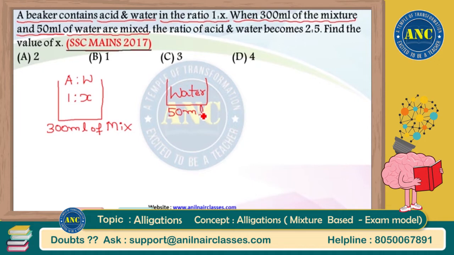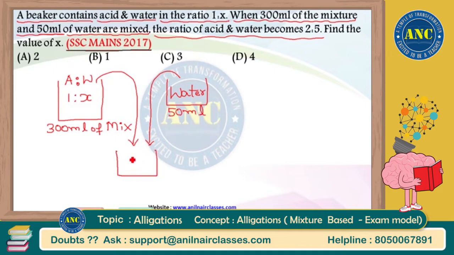The question says, when 300 ml of mixture of this first vessel and 50 ml of pure water from the second vessel are mixed together, then the ratio of acid and water becomes 2:5. There is another vessel. In this new vessel, acid and water ratio becomes 2:5. Find the value of X is your question. If this ratio has to become 2:5 in the new mixture in vessel C, what should be the value of X, is your question.